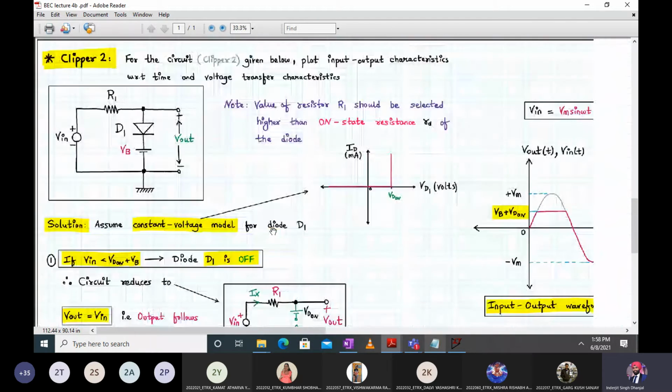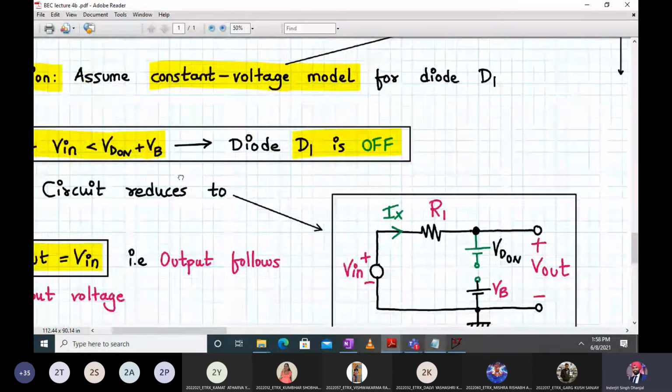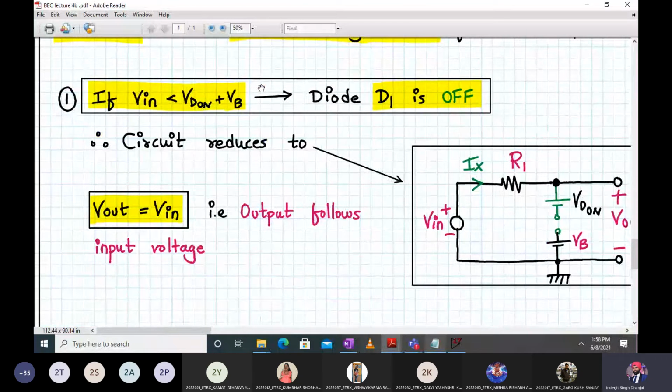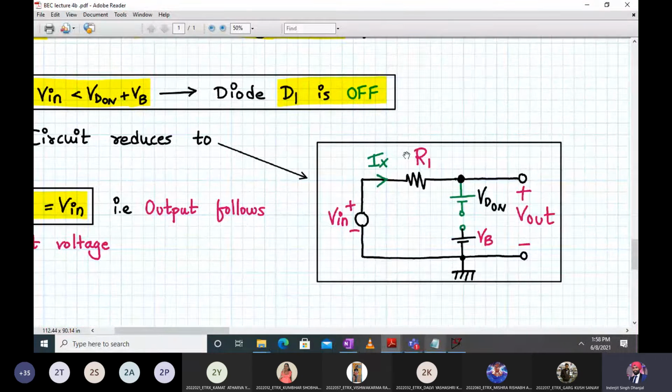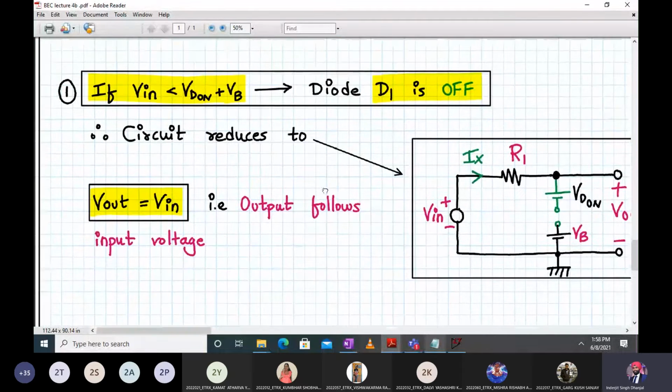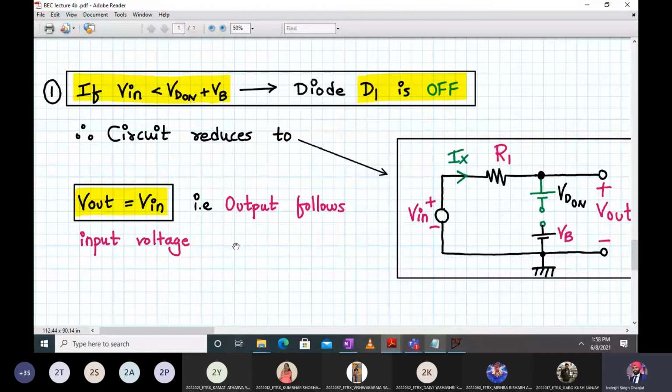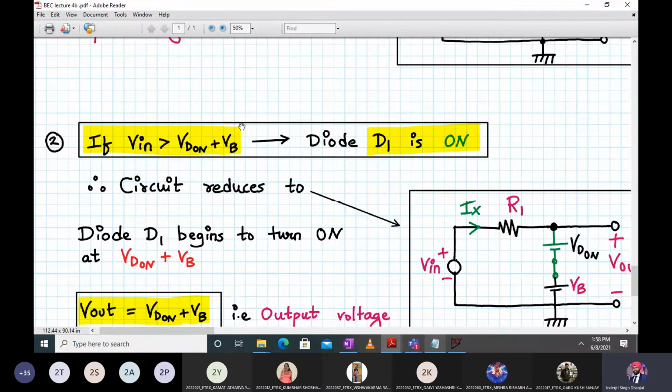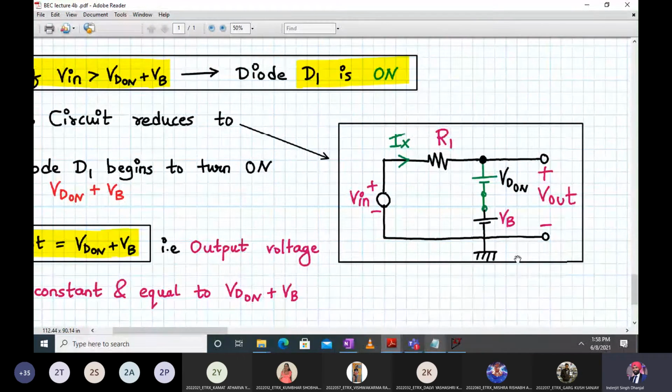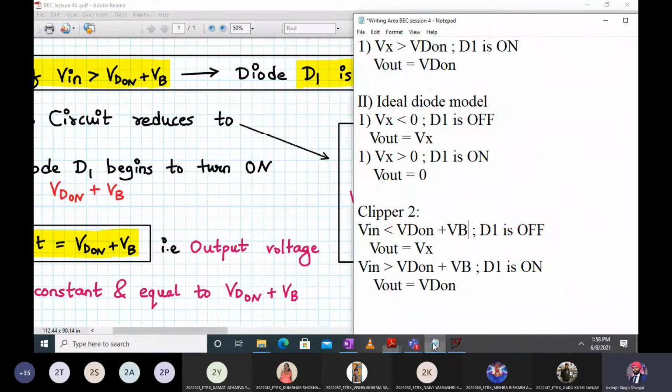So for the first condition, if Vin is less than VD on plus VB, the diode is off and the circuit reduces to this. So output voltage is still equal to Vin only. So my output voltage will be following my input voltage whenever Vin is less than VD on plus VB. And for Vin greater than VD on plus VB, the diode is on and it is replaced by this network. See, you have an external battery VB and you have a diode turn on voltage. So anyone can tell me what will be the output voltage? So output voltage will be equal to VD on plus VB.